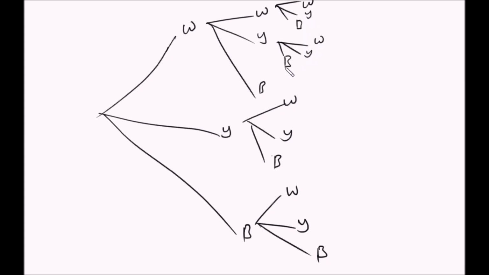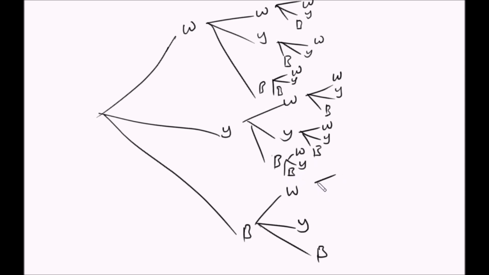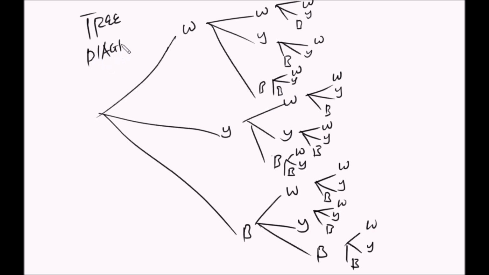For the third time, white, yellow au black. So we're going to have this kind of a tree diagram. So from this tree diagram here, we're going to have a sample space.